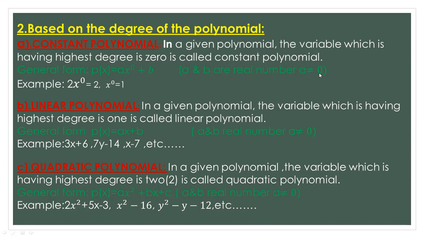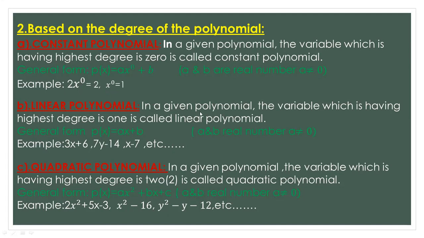This condition is applied here. For example, 2x to the power of 0. X to the power of 0 means how much? That is 1 only. Then 2 into 1 is 2 only, right? X to the power of 0 is equal to 1, right? So next one, it is linear polynomial.